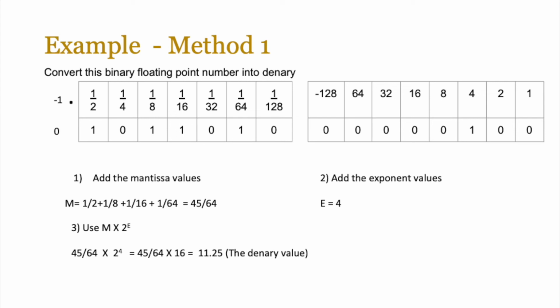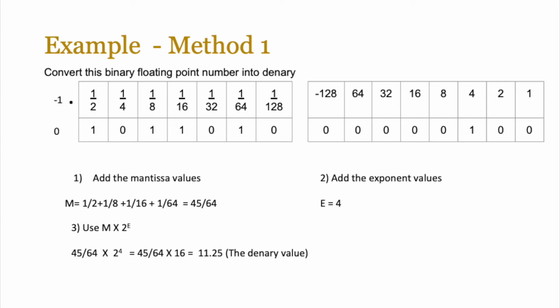So the number is 010111010, that's the mantissa, and the exponent is 0000100. The first step for us is to add the mantissa values. Now you can see that we don't have anything in -1. We have 1/2, 1/8, 1/16, and 1/64. When you add them up, you get 45/64.